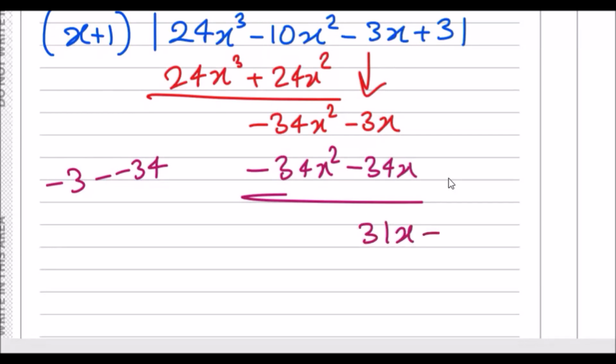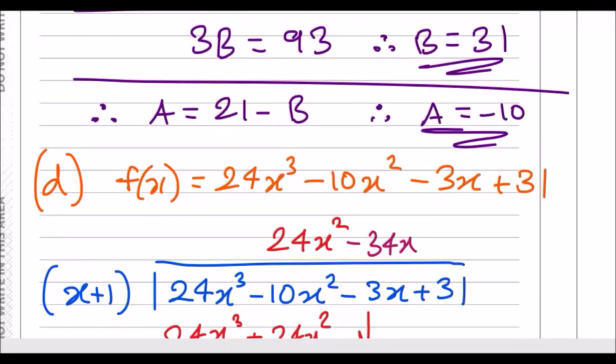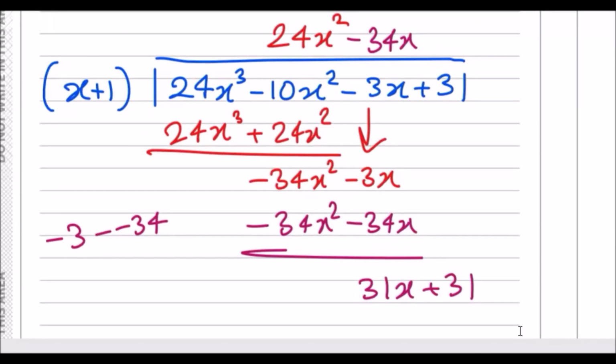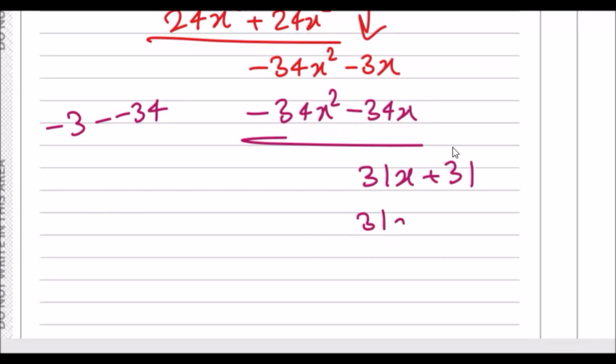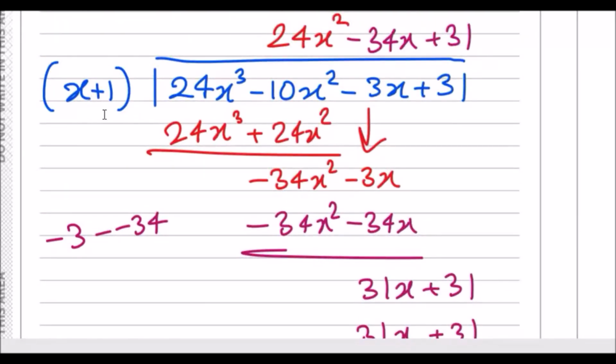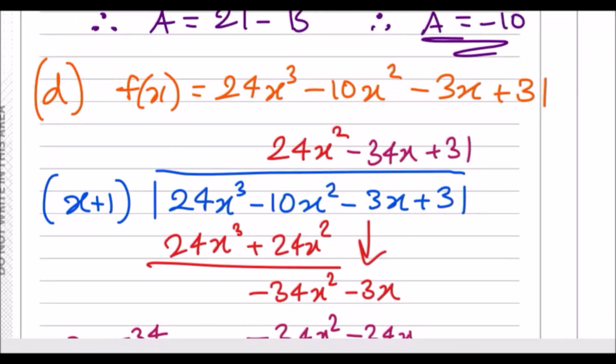And then drop the 31 down, plus 31. And you can kind of see that you're going to get a remainder of 0 soon. So again, how many times does x go into 31x? Well, it goes exactly plus 31 times x plus 1, and you get the exact same expression. And that's it. And you get a remainder of 0. And that's perfect, because that's what it means to be a factor, and we already know x plus 1 is a factor. And that means our quadratic factor is 24x squared minus 34x plus 31. That's it, all done.